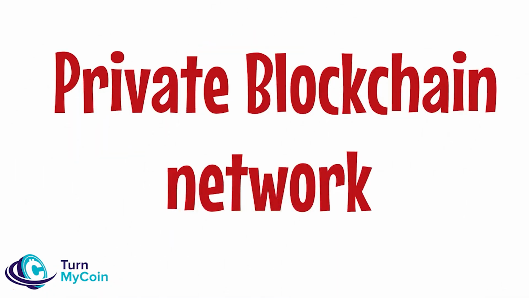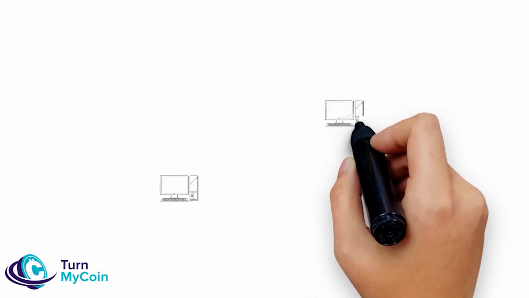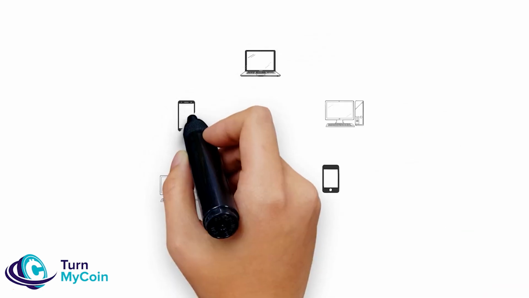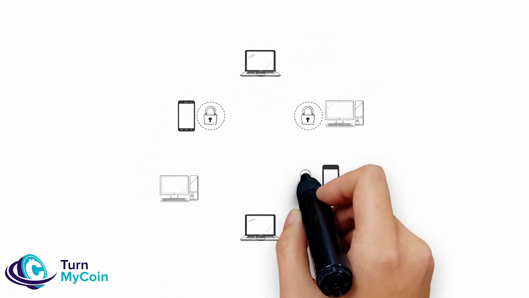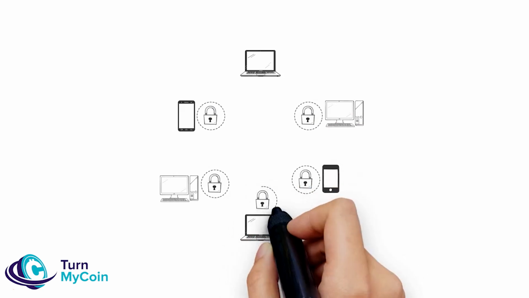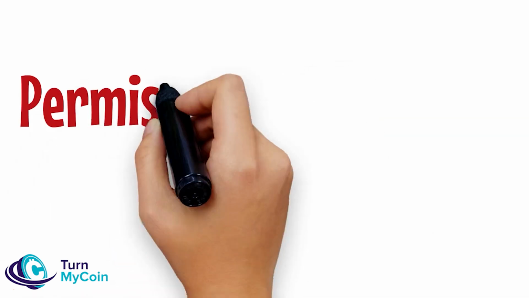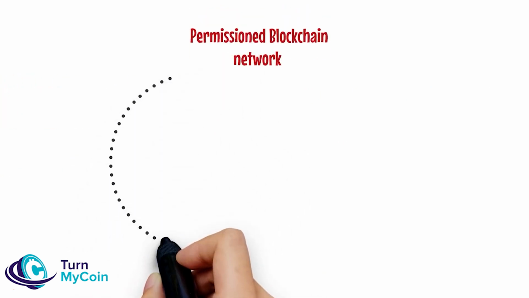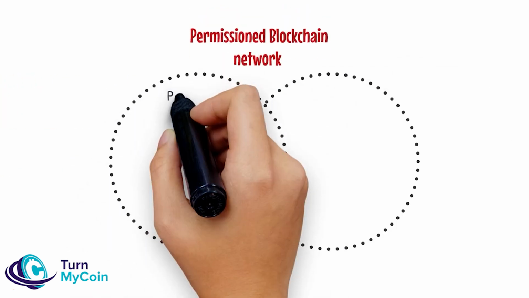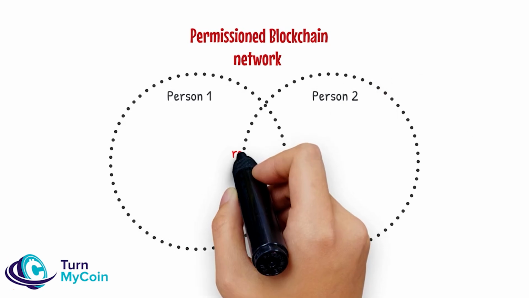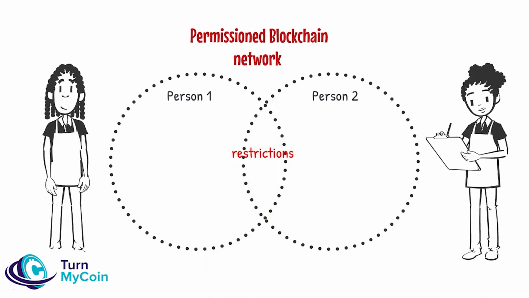Private blockchain network. A private blockchain network is a peer-to-peer network. Only authorized individuals can access the information. It is quite popular among business organizations to establish a seamless record of transactions. Permissioned blockchain network. These are private blockchain networks, but they have some restrictions among the members. To gain full access, a participant has to gain an invite or permission to join.